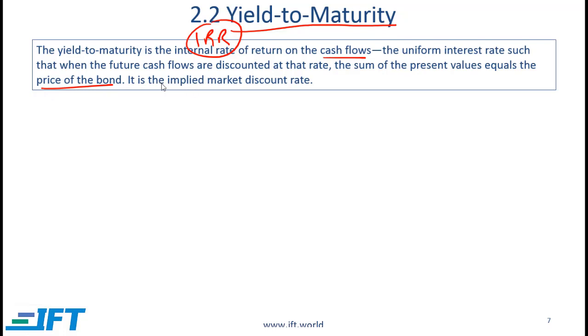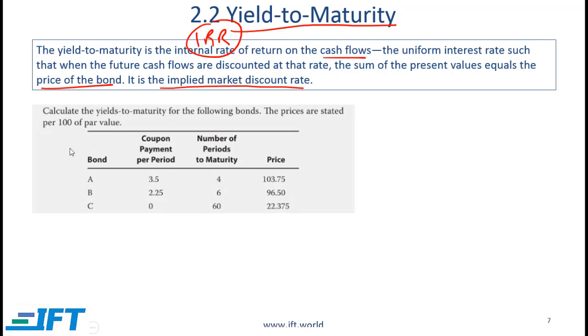The rate then is the implied market discount rate. In the previous example, we were given the discount rate and we calculated the price. Here we are saying that the price is known and we compute the YTM.